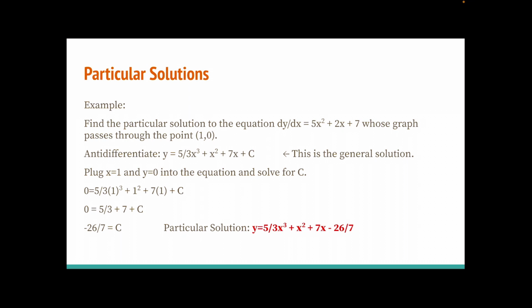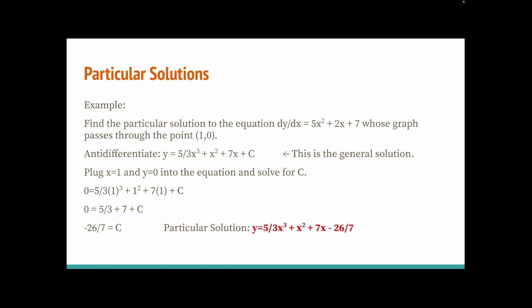So we end up with y equals 5/3 x cubed plus x squared plus 7x plus c. This is the general solution for this equation. Now we find the particular solution by plugging in x equals 1 and y equals 0 and solving for c. So we have 0 equals 5/3 times 1 cubed plus 1 squared plus 7 times 1 plus c, which is 0 equaling 5/3 plus 7 plus c, or negative 26 over 7 equal to c.